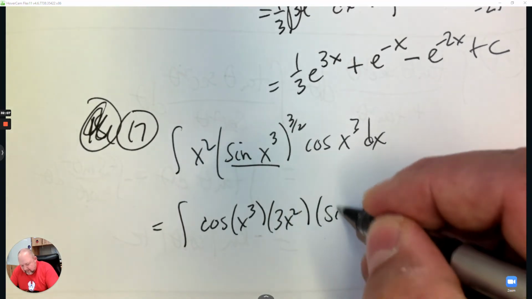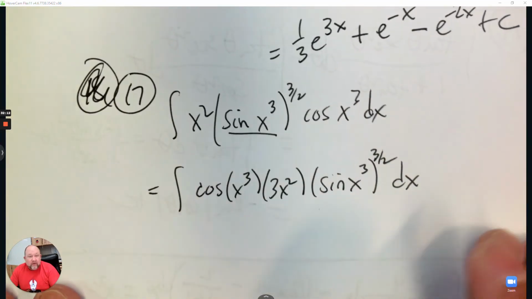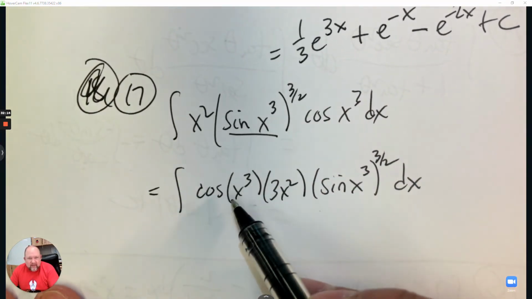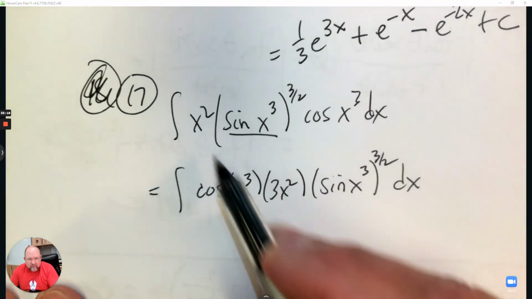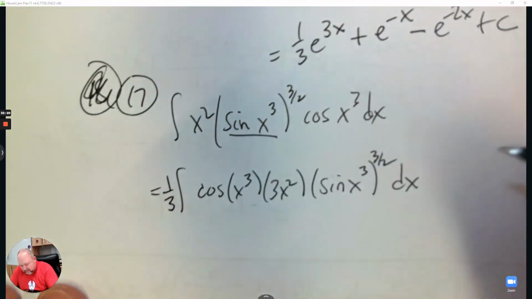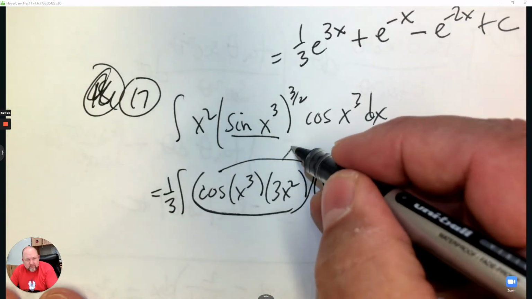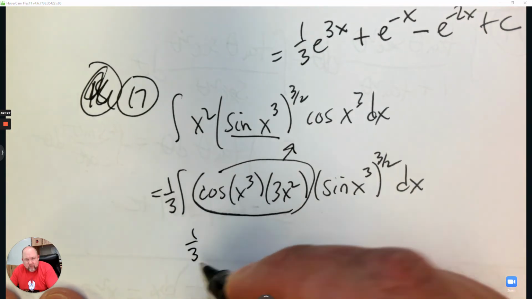And then I'm going to rewrite this as sine x cubed to the 3/2. And then look carefully. So I see cosine x cubed. Yep. I see x squared. I see a 3. I can take care of that. It was a 1. It became a 3. And then all of this you can circle and ignore. And then the answer starts with 1/3.